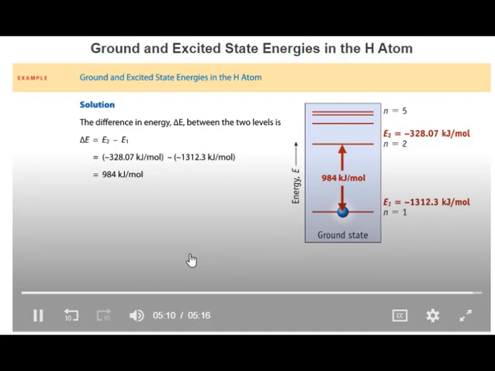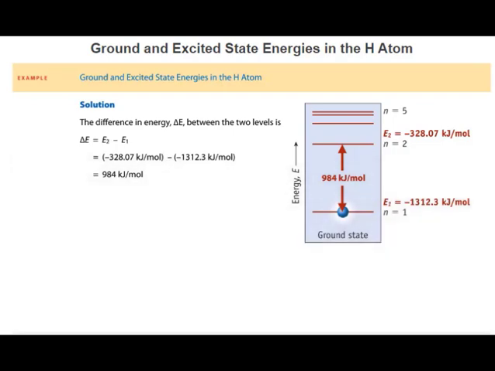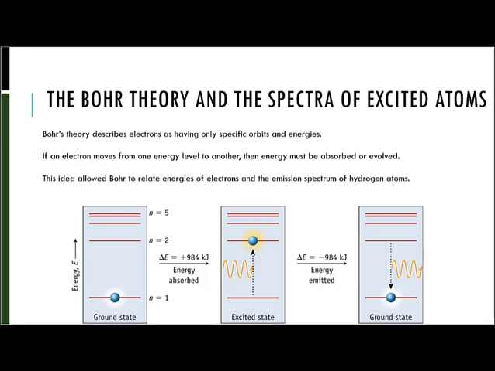This is the key to thinking about the spectra of atoms, as you will see in more examples in this section of the book. Now, Bohr's theory describes electrons as having only specific orbits and energies. So if an electron moves from one energy level to another, then energy must be absorbed. This idea allowed Bohr to relate energies of electrons and the emission spectrum of hydrogen atoms.